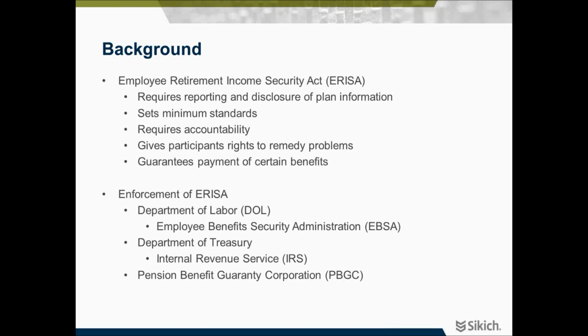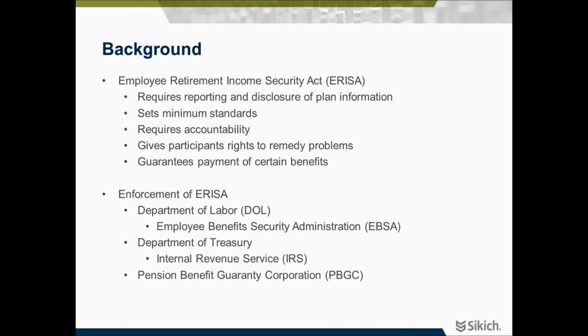The government departments responsible for enforcing ERISA are the Department of Labor and its administrative agency, the Employee Benefits Security Administration. The Department of Labor is the agency that actually enforces and administers the Form 5500. The Department of the Treasury and its administrative agency, the IRS, are also tied into the Form 5500 information, as well as the PBGC.